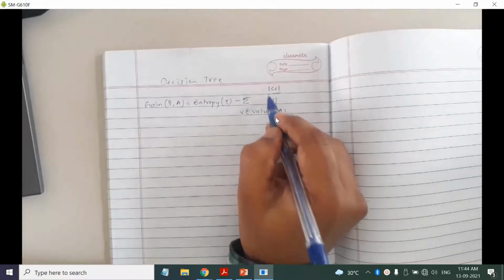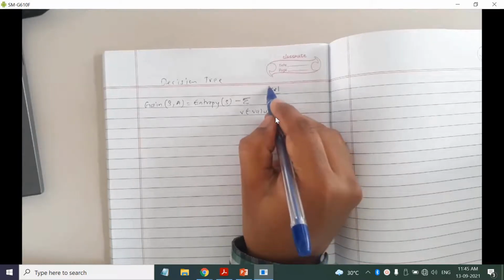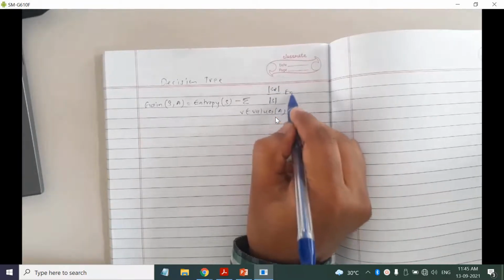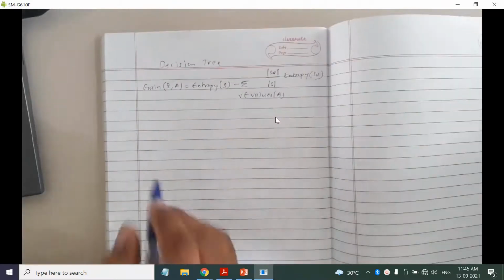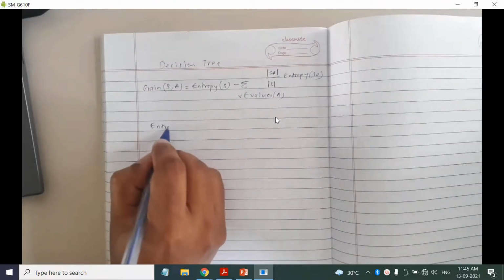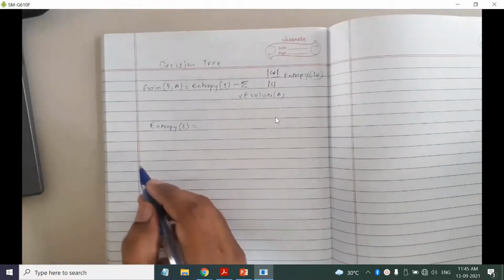So this vertical line represents the cardinality of that set, meaning how many elements are there in that set. Then the entropy of SV. The entropy is given by, and I will be writing the simple formula of entropy because we have a binary classification problem.